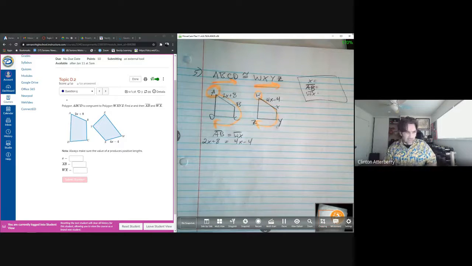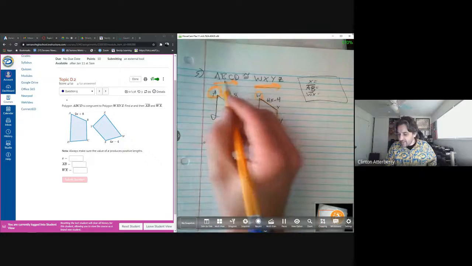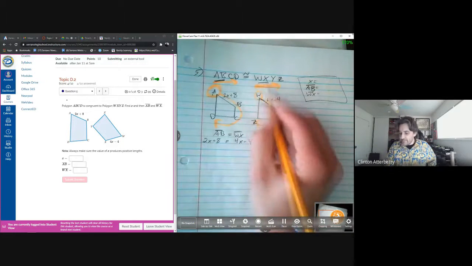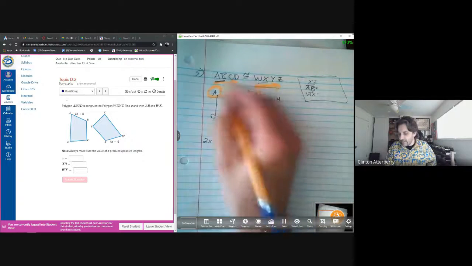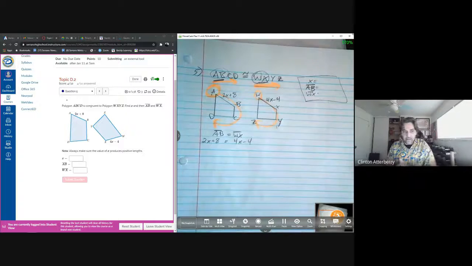So there's no formula or song to learn about this stuff. It's literally if A to B is 2x plus 8, okay, right? A to B is 2x plus 8. That means WX has to be the same piece too because they're in the same location of the way they wrote it. All right, now here's some algebra.